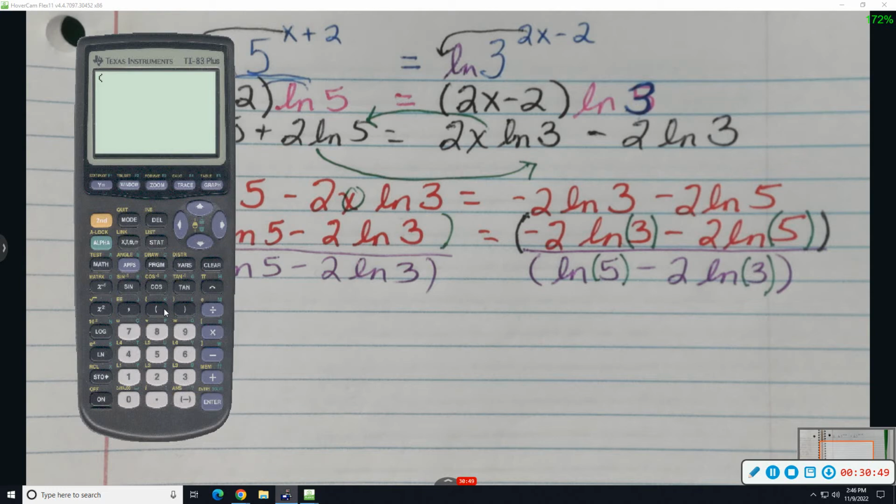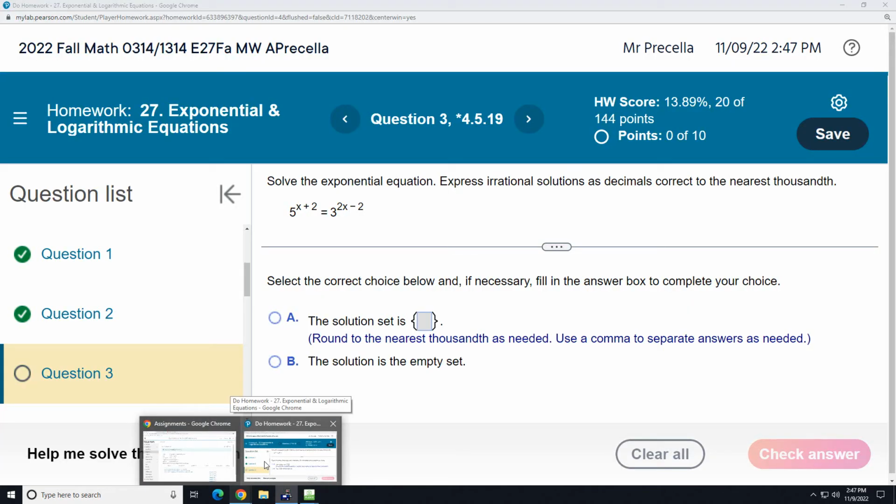So parentheses, negative 2 ln 3. If I don't close these parentheses, I'm going to get the wrong answer. Negative 2 ln 5. Close, close. Divided by open, ln 5. Close. If I don't close it, it's going to give me the wrong answer. Negative 2 ln 3. Close, close. Enter. I think this one said to round to the nearest thousandth.